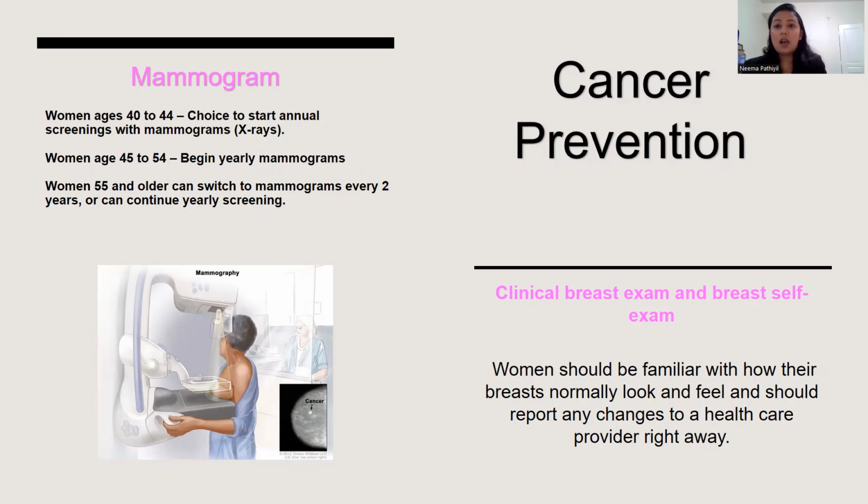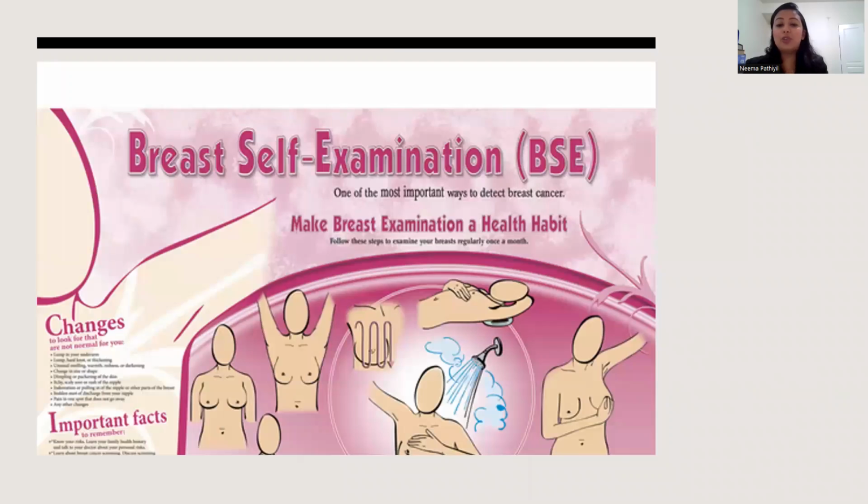Other preventative methods include a clinical breast exam, where your PCP or a specialist will examine your breast for any lumps or bumps. You can also do a self breast exam at home. It is very important that you know and are familiar with your breast tissue. You can make breast self-exam a routine habit that you do in the shower.